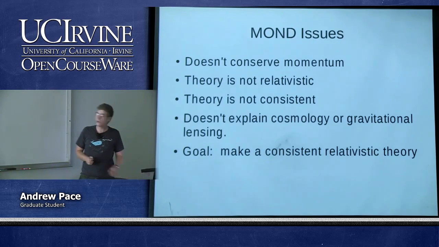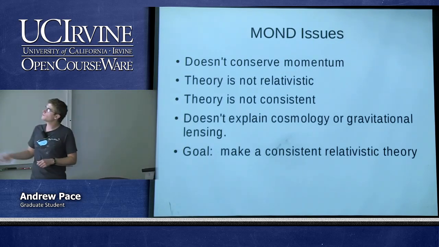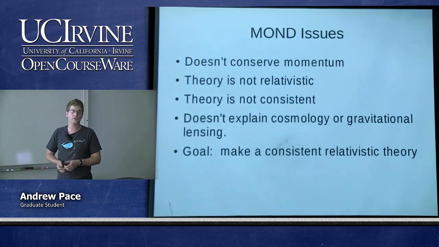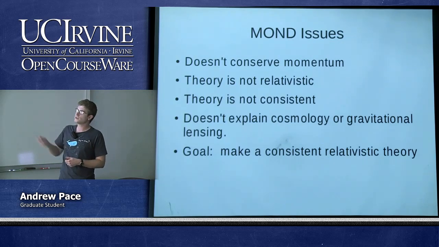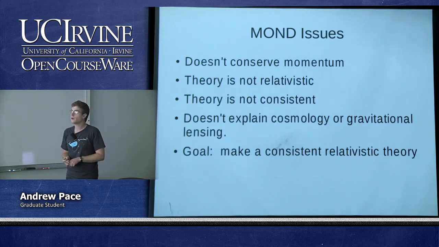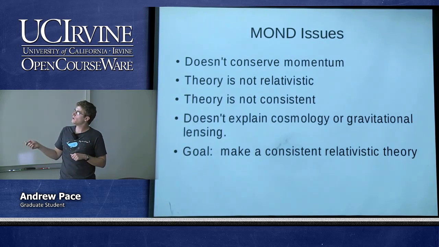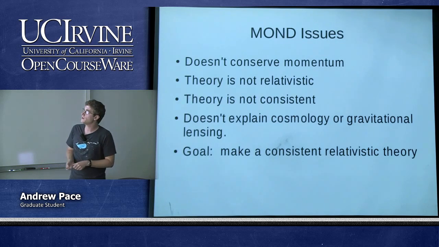Okay. So now some issues with the formalism as it was written before. If we just take that MOND formula and add it on to our Newtonian mechanics, first of all, it doesn't conserve momentum. So this is bad. Second, the theory isn't relativistic, and so we want to make a more general relativistic formulation of it. There are also some inconsistencies in the theory.